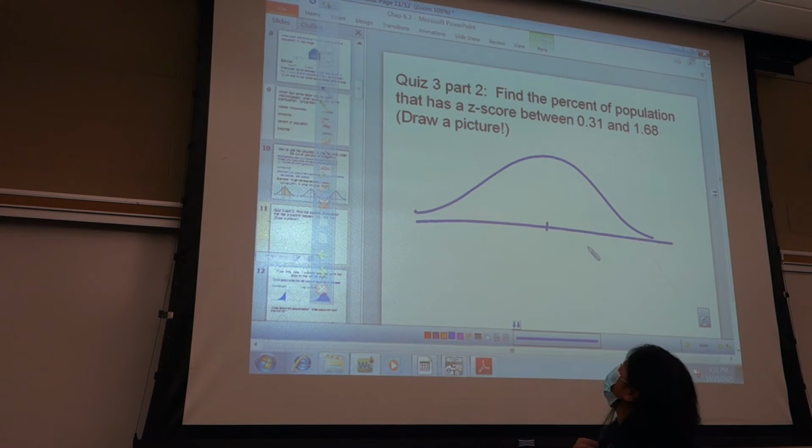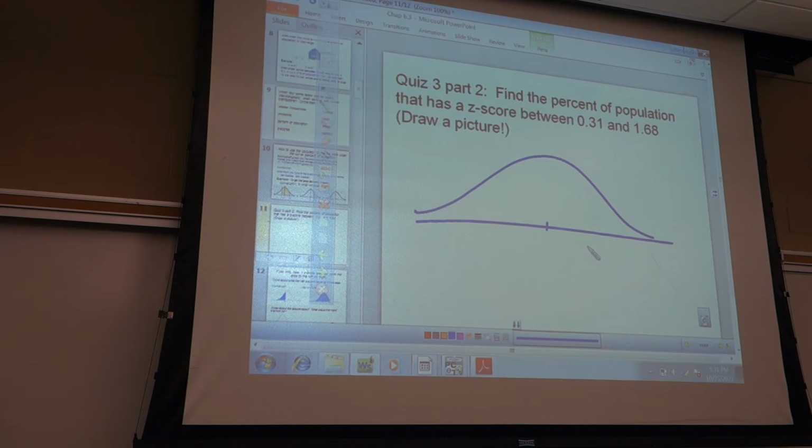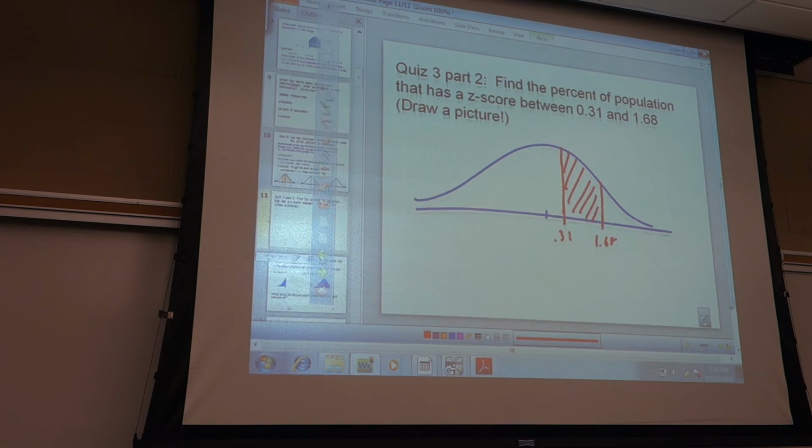Our z-scores here are 0.31 and 1.68. Should they be on the left side or the right side? On the right side. I don't really care where, but they should be somewhere on the right side, as long as you get where they are relative to each other and to the mean, the middle. And you're going to shade between there. Now you're going to do normal CDF. I want to find the percent of population. Remember, percent of population is the same thing as the area under the curve. It's the same thing as the probability. They're all the same.